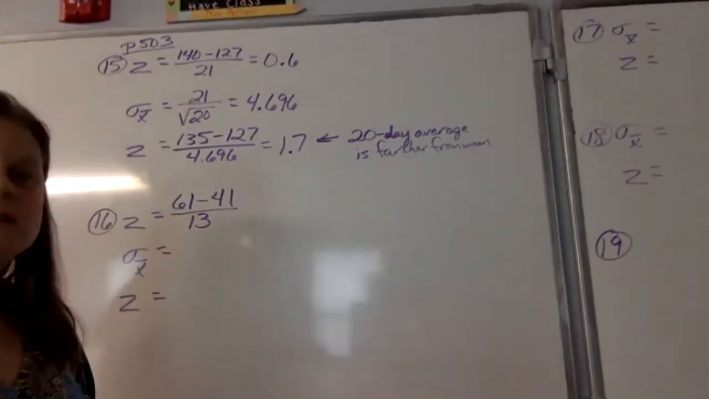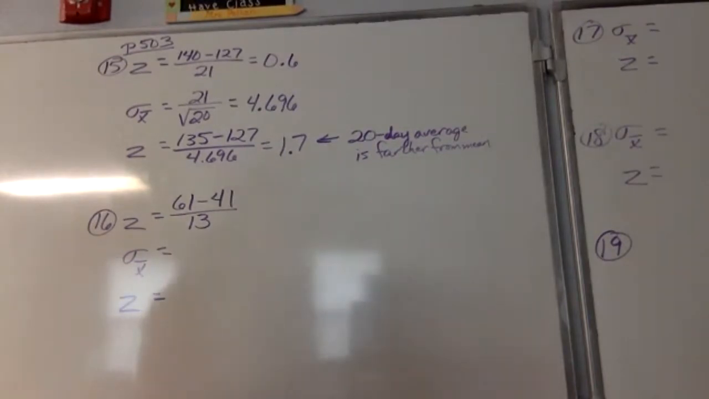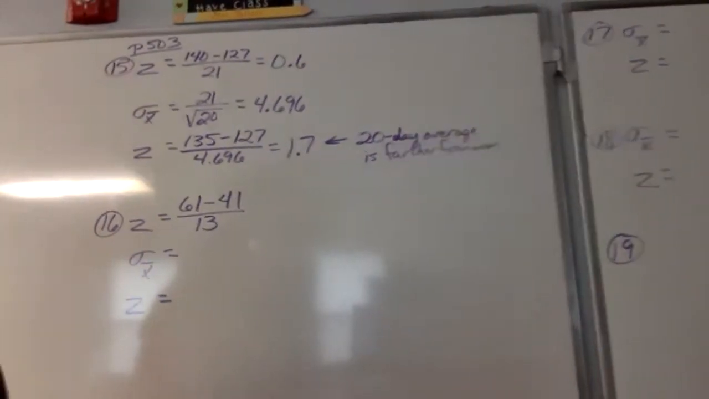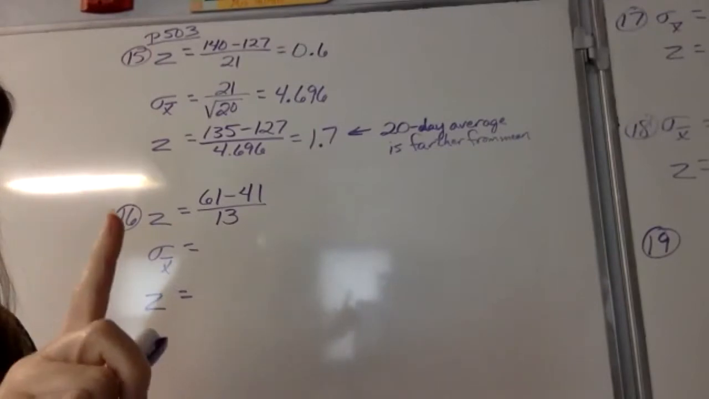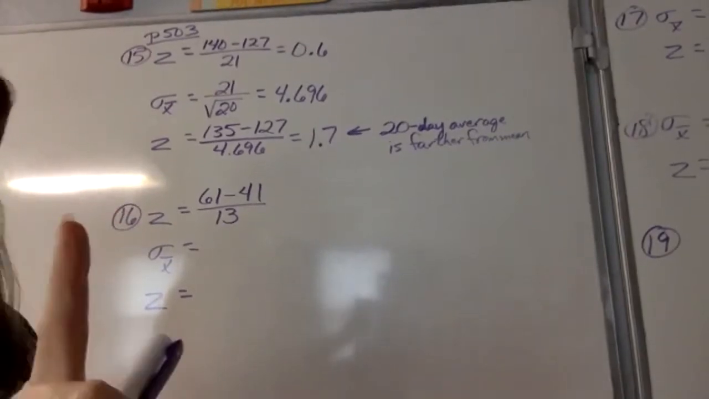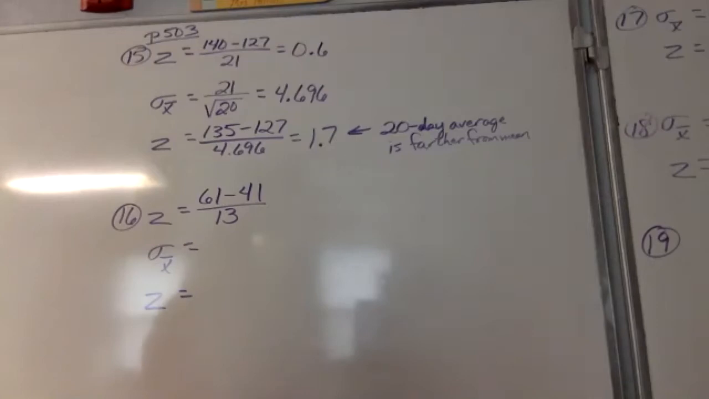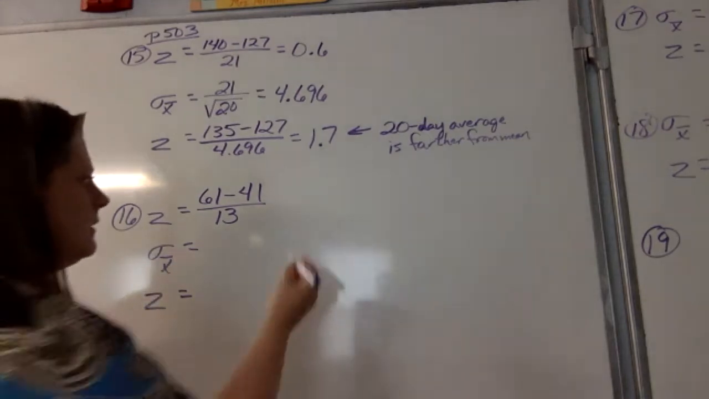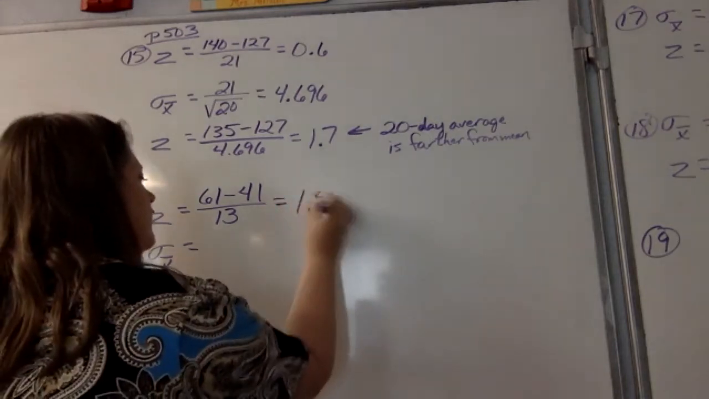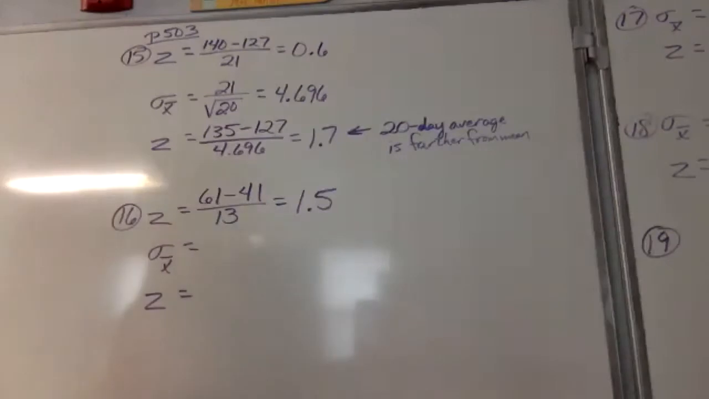So we're ready to work this out. When you're finding the z-score, you have how many decimal places? 3. Z-score has 1. So 20 divided by 13. So the single person's average of 61 minutes has a z-score of 1.5.